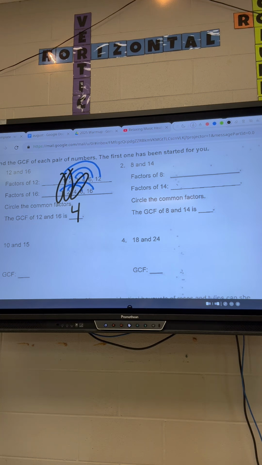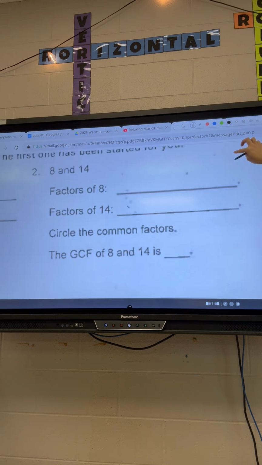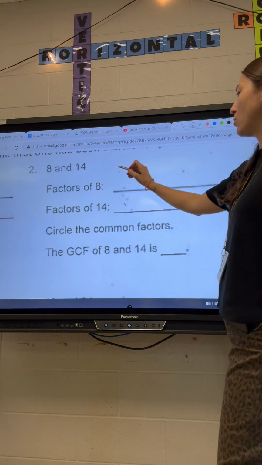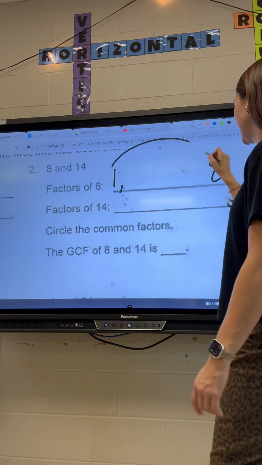Any questions so far? Okay, to find your GCF, you will always, always, always have to list your factors. And what are factors? 2 numbers that you multiply to get your answer. Is everybody still with me? Okay, we're going to look at number 2. Factors of 8. What numbers can you multiply to get to 8? What do we always start with, Corbin? 1 and itself. So everyone on your paper write 1 and 8. And you can go ahead and connect those with your rainbow.